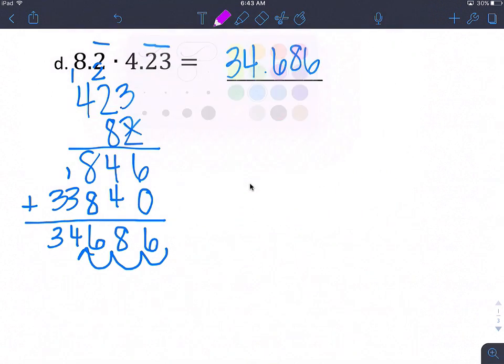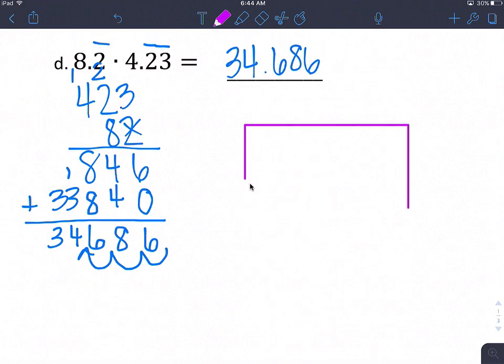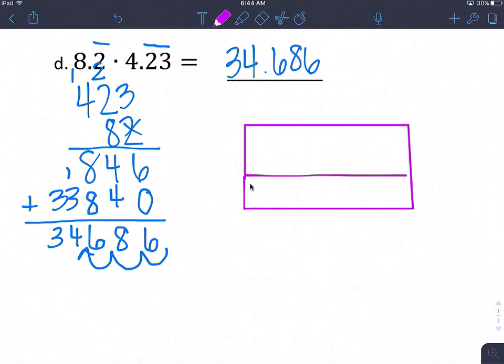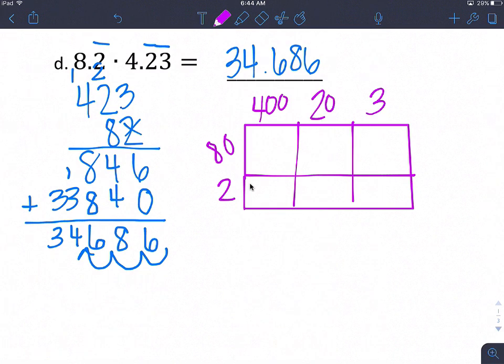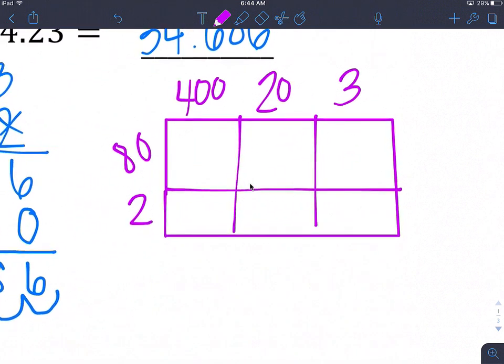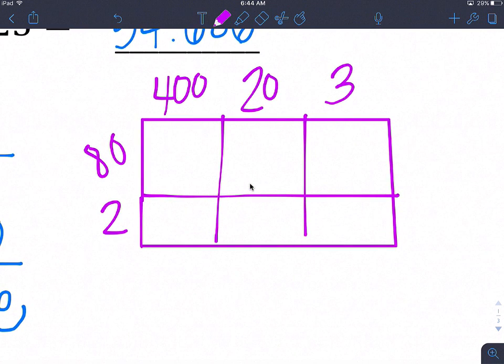Now I can show you our generic rectangle for this one. It's a little bit different. This one is a 2 by 3 box, so it's going to be a little bigger so that you have some good room to write. So I'm going to have 80 and then 2, and 400, 20 and 3. So again, I can do this by ignoring the zeros in my problem to make it easier.